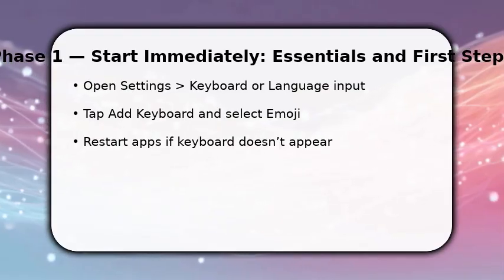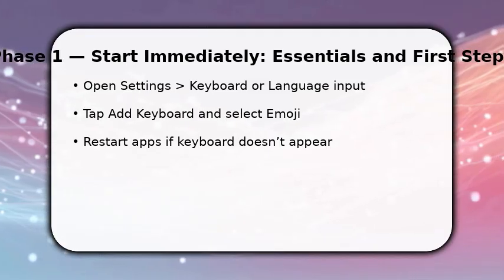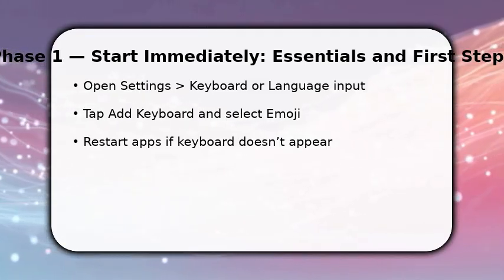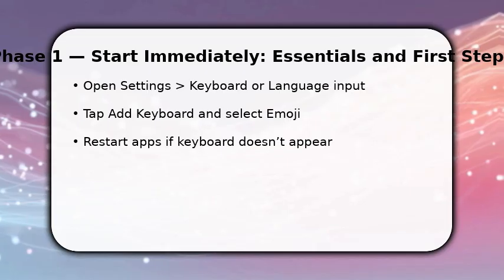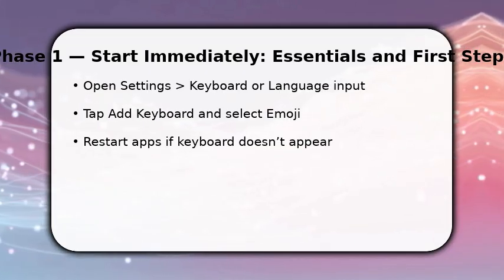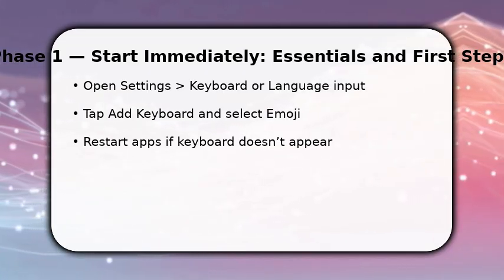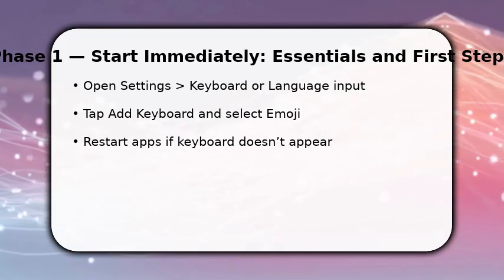You need to add the emoji keyboard now. Open your device settings and go straight to keyboard or language input. Tap Add Keyboard, choose Emoji. If you already have the emoji keyboard, enable Allow Full Access only if you trust the app.